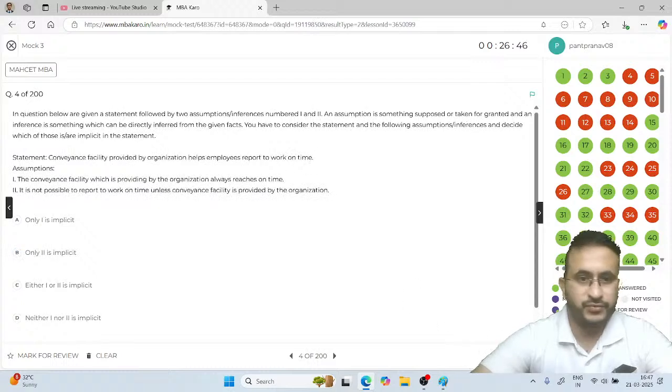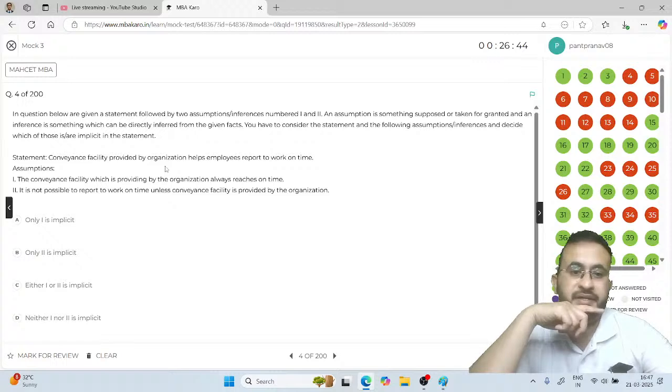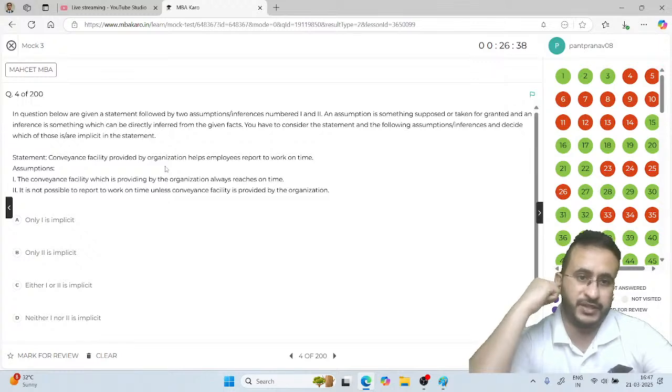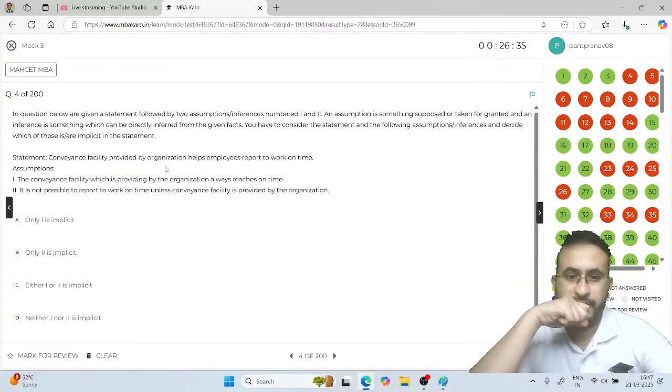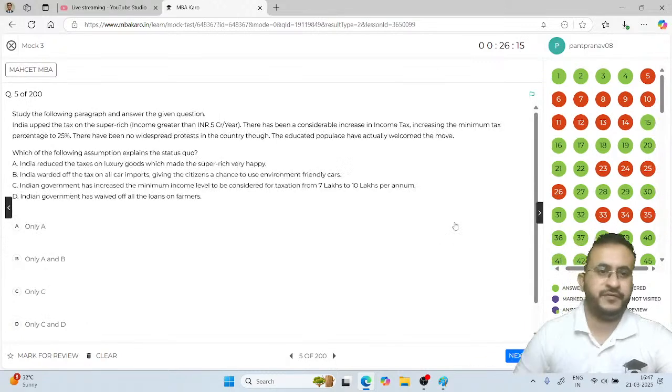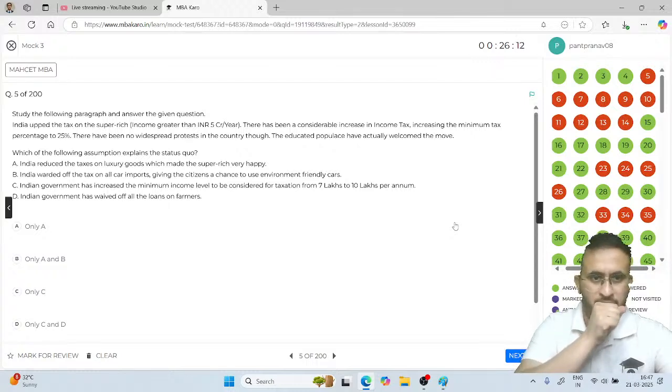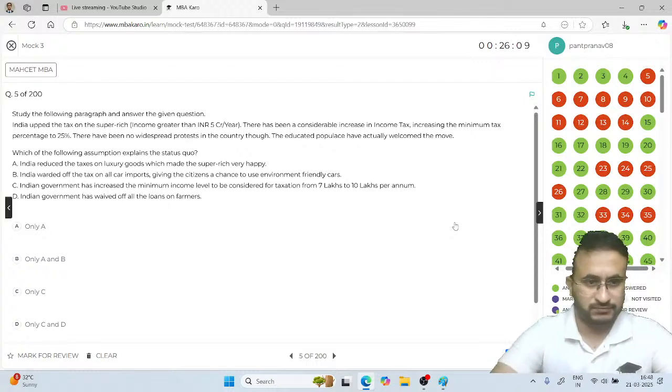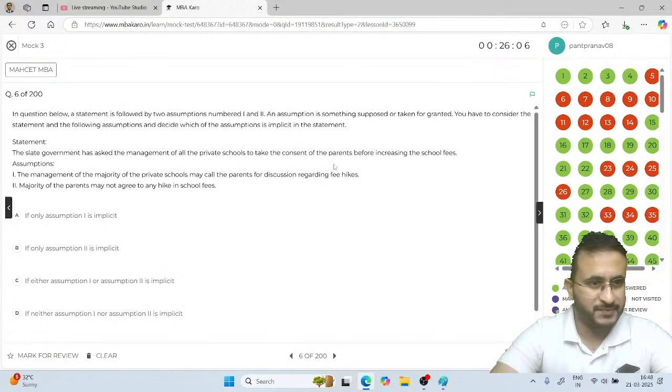This we did. So let's do some more. Conveyance facility provided by the organization helps employees report to work on time. The conveyance facility which is provided by the organization always reaches on time. Not always. That is not necessary. So none of them is implicit. Not necessary that you will always reach on time, and at the same time, not necessary that you do not use conveyance, you will reach on time. Okay, so this looks like a passage based one.